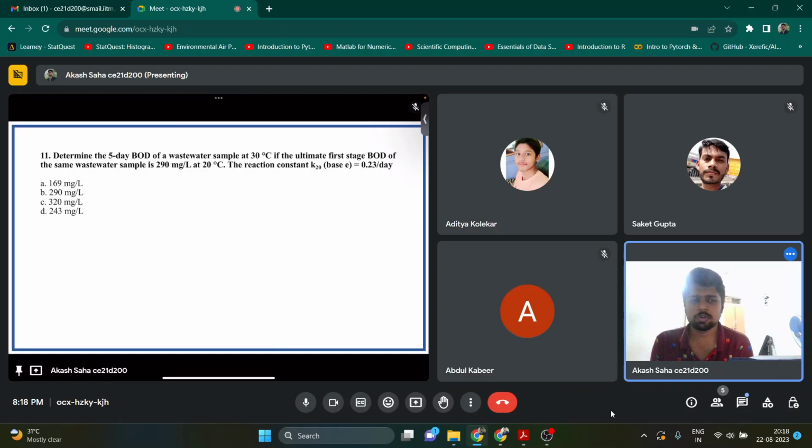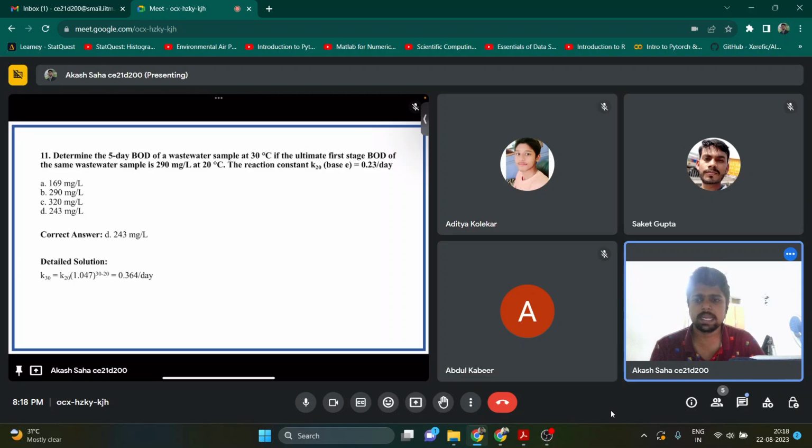First you have to do some temperature correction, and then you can find it out. Okay, so the correct option is D. We will see how it comes.